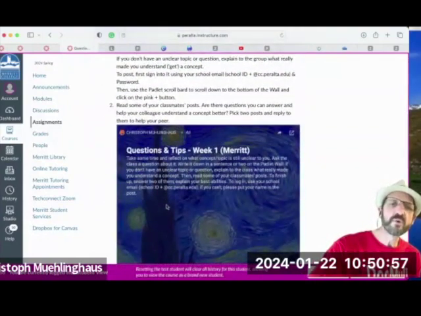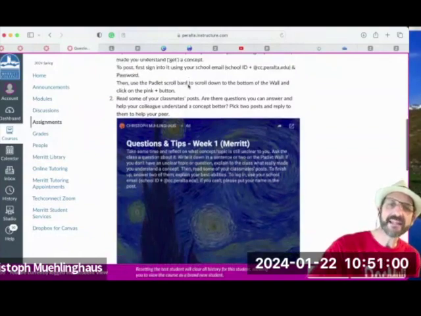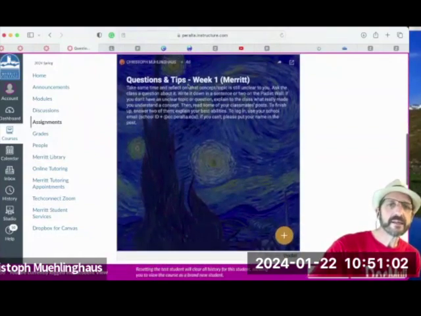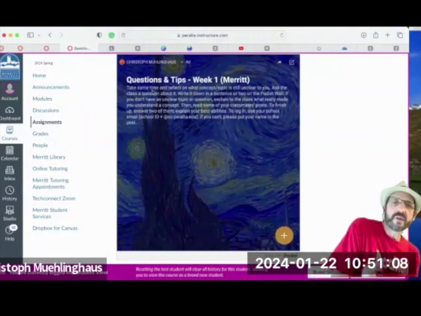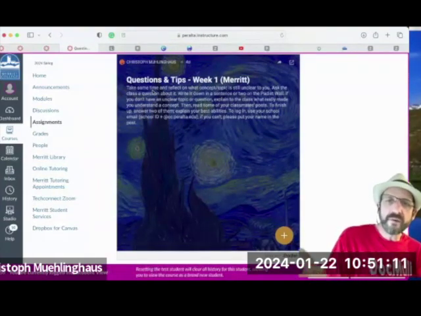Then we finish up the week with a Padlet. Do you know about Padlets yet? Padlets are kind of cool. So what you do is you figure out something, a topic or concept that's still not quite clear to you, from what we did this week.